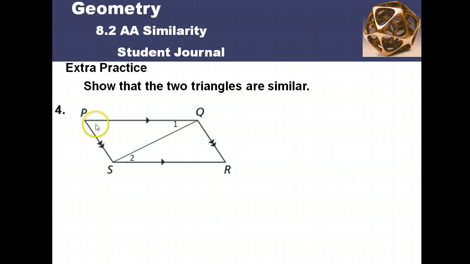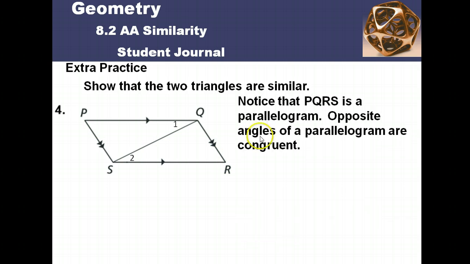And we didn't go over this yet, but there's something that we need to know, and that is in a parallelogram opposite angles are congruent. So that means that angle P is going to be congruent to angle R because they're opposite angles. So here PQRS is a parallelogram. Opposite angles of a parallelogram are congruent, so that means that P is congruent to angle R. So we have a pair of equal angles right here.